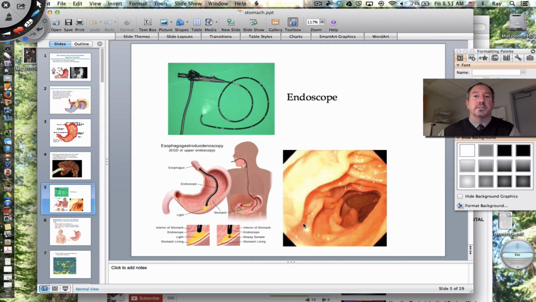So that's pretty awesome. So I hope you enjoyed this look at the stomach, and really it was a look at the whole upper GI a little bit, because I went into the small intestine.